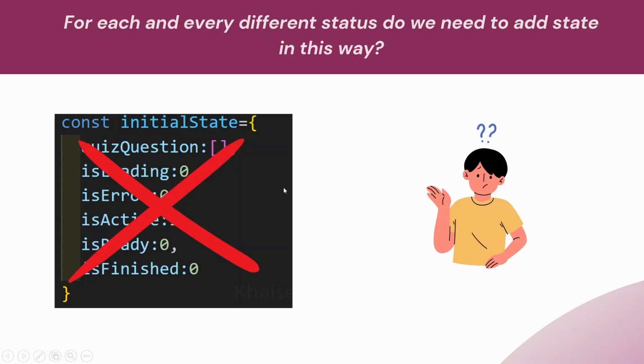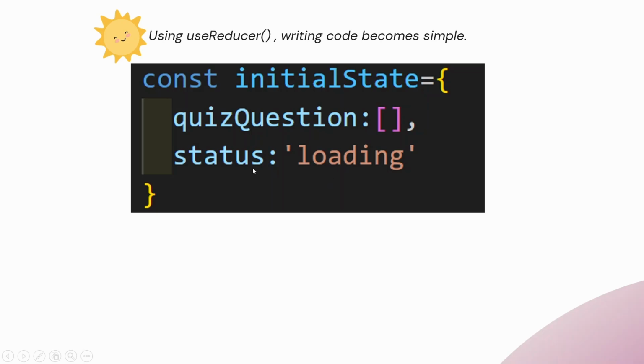So here, for each and every status, instead of creating a separate property inside initial state, we can create only one property, and by default, our data will be loaded from the API. So here the default value I am just going to set as loading, and later inside the reducer function we are going to update our status, and based on the status value we are going to render different components.